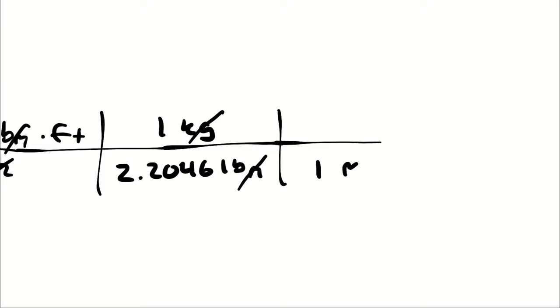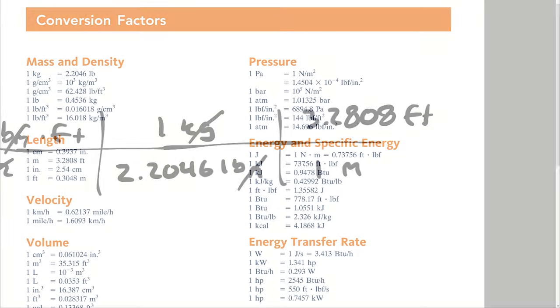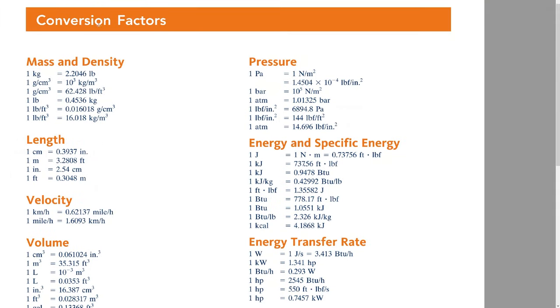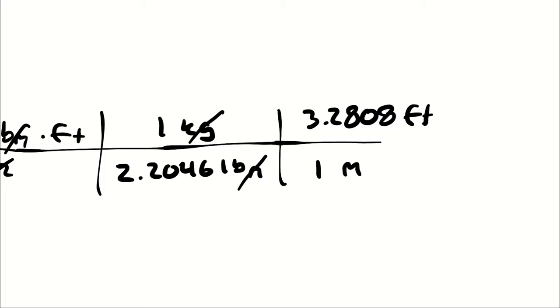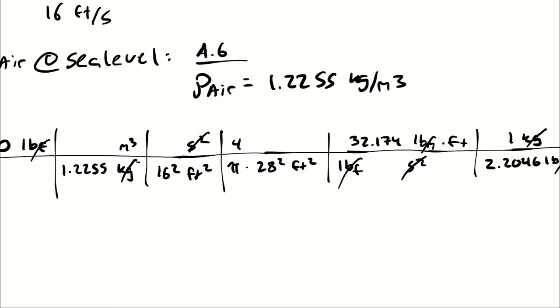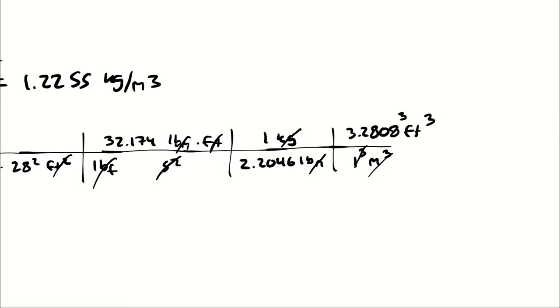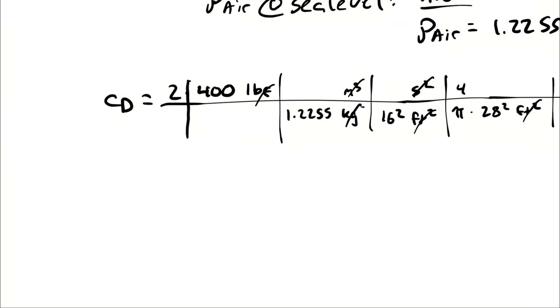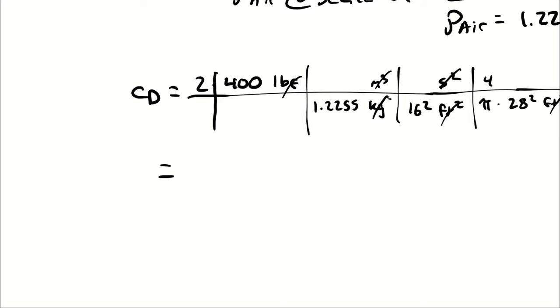1 meter is 3.2808 feet. That's this number here. Easy way to remember it: 1 meter is 3.2, and then you get that 808 bump. We cube everything. Then cubic meters will cancel cubic meters. Then square feet will cancel feet and cubic feet, leaving me with just the number itself.